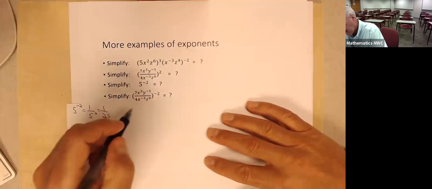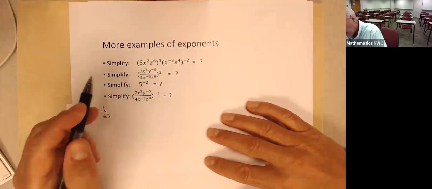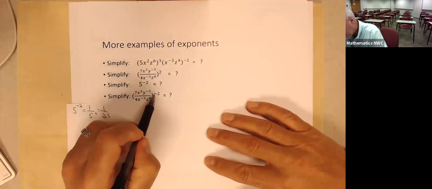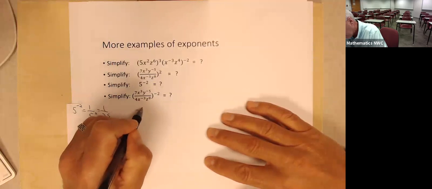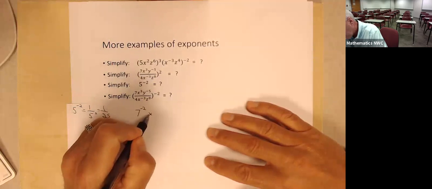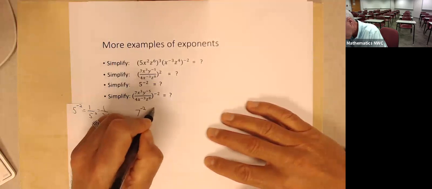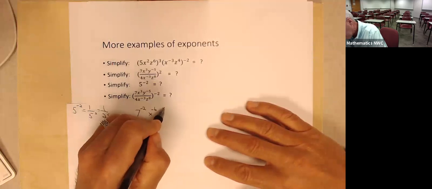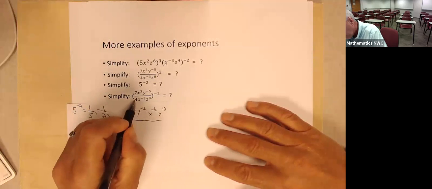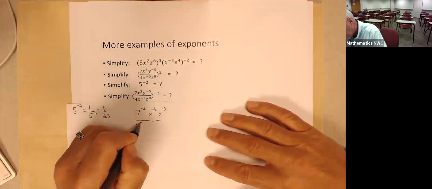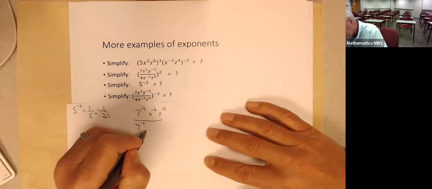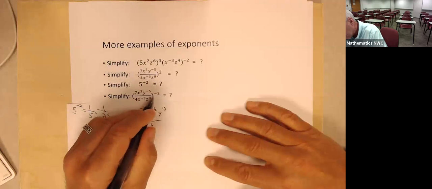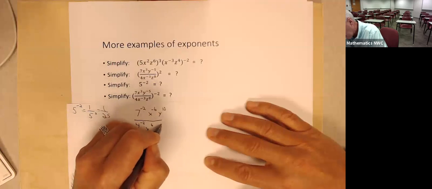This one, if I were to simplify it, up here I had 7 to the 2nd power. Here I'm going to have 7 to the negative 2 power. X to the 3rd times negative 2 would be x to the negative 6. Y to the negative 5 to the negative 2 would be the positive 10. 4 to the negative 2. X to the negative 3 to the negative 2 would be a positive 6. Z would be to the negative 16th.